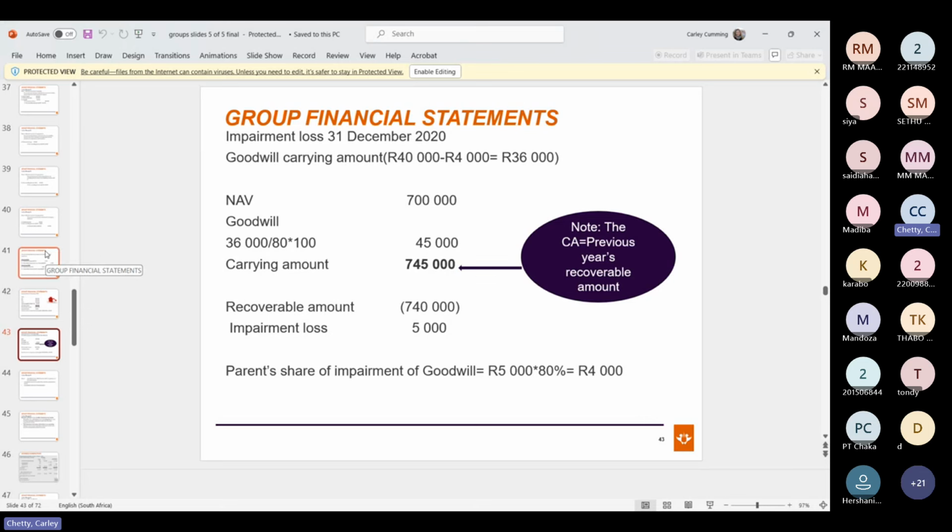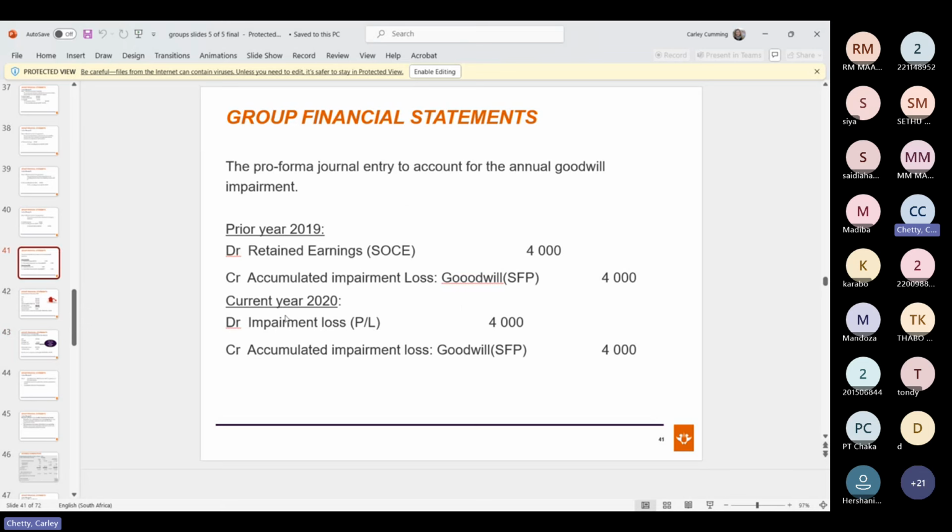So let's just process our journal entry for that. So here we are in the current year 2020. We are going to debit impairment loss with 4,000 Rand, and we are going to credit accumulated impairment loss with 4,000 Rand. So that is the impairment for goodwill.